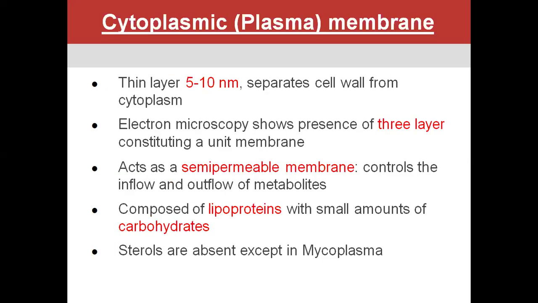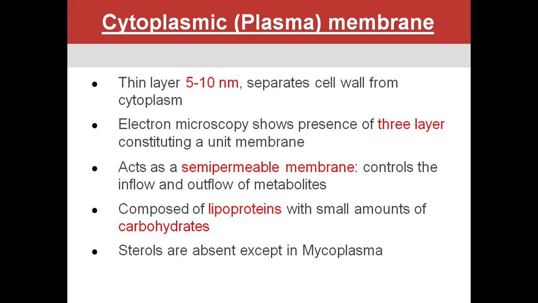Next, cytoplasmic membrane, or plasma membrane, also called the cell membrane. The cytoplasmic membrane is a thin layer of 5 to 10 nanometer size. It is present beneath the cell wall, so it separates the cell wall from the cytoplasm. When we observe under the electron microscope, it shows a trilaminar structure. Trilaminar means three layers, present as a unit membrane. They act as the semi-permeable membrane.